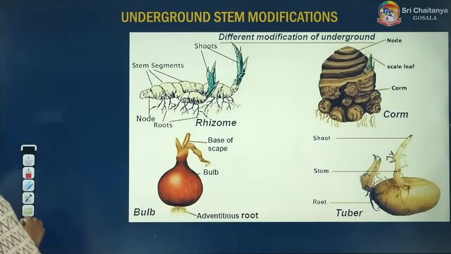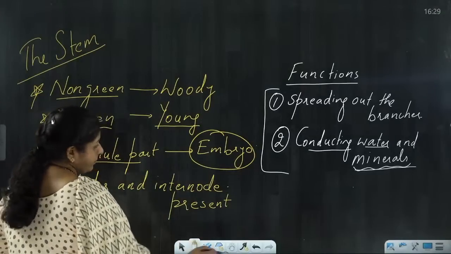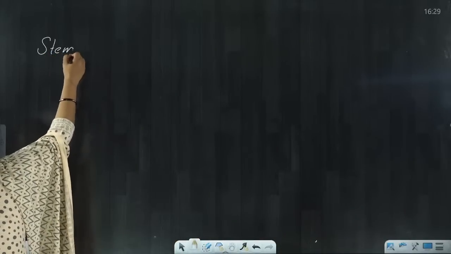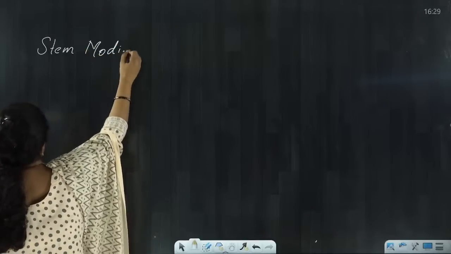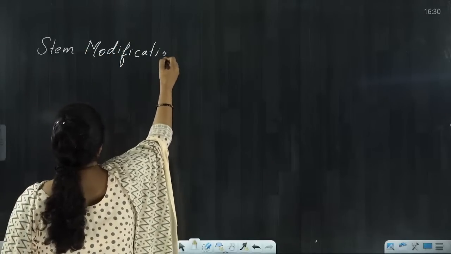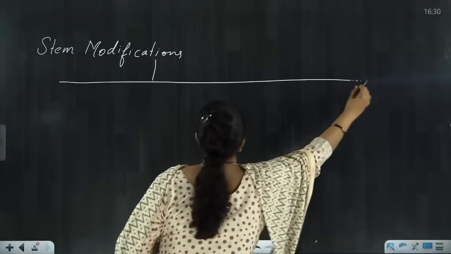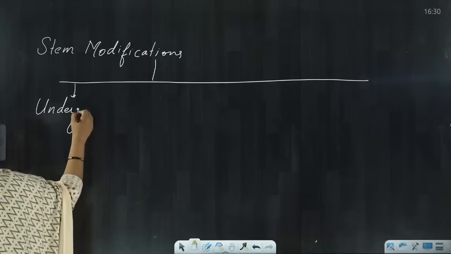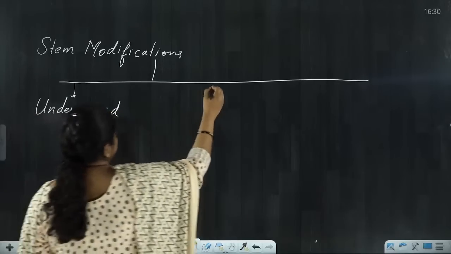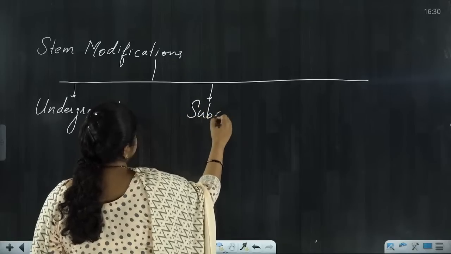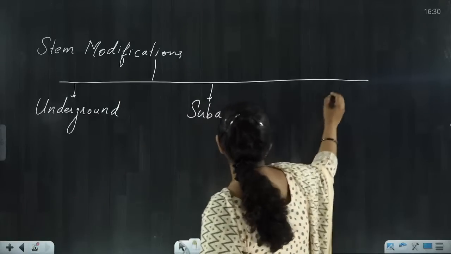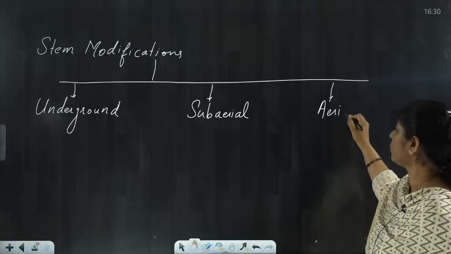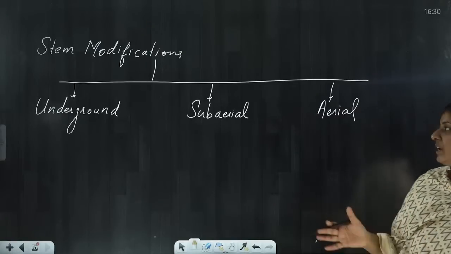Let me clarify that point even before getting into that point. If I talk about stem modifications, what topic now we are discussing? Stem modification. 3 categories we will discuss. What are those 3 categories? One is the underground stem modification. Next we will discuss subaerial stem modification. Then we will discuss aerial stem modification.